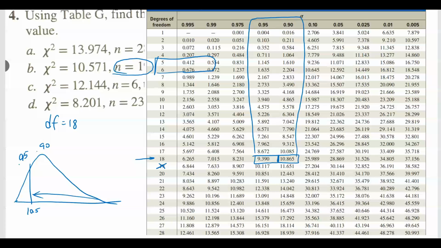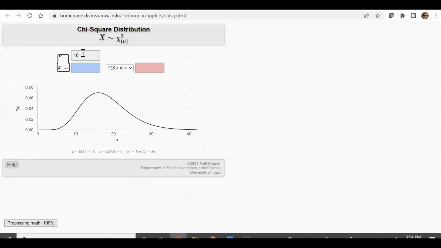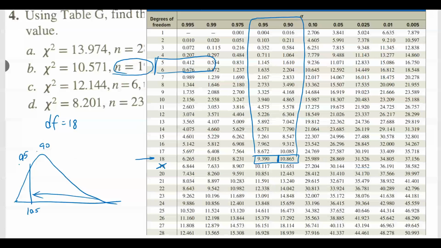I just want to also look in the calculator and make sure that this lines up. So here we have the calculator for the chi-square. I'm going to begin by putting in the degrees of freedom. Degrees of freedom are important. I put the degrees of freedom in there, and immediately it generates the curve for me. I also need my value. My value was roughly 10.5. I don't quite remember, let me double check that.